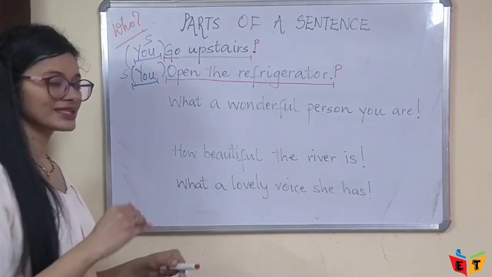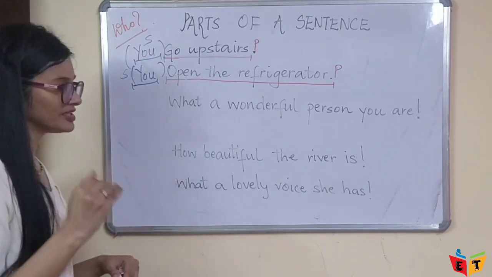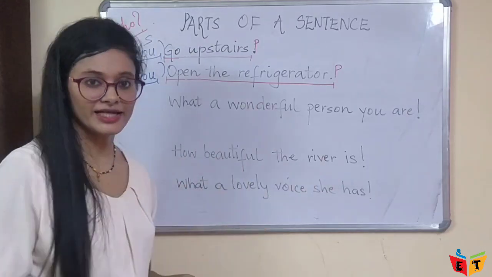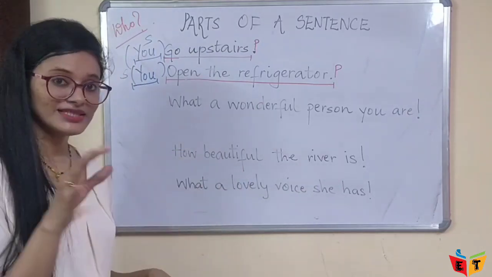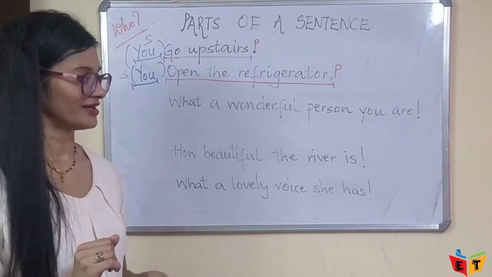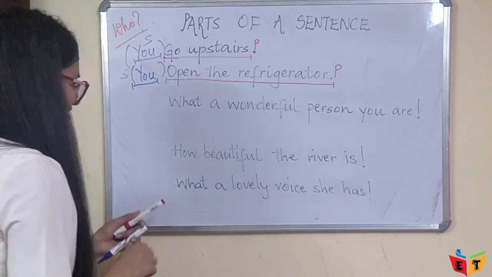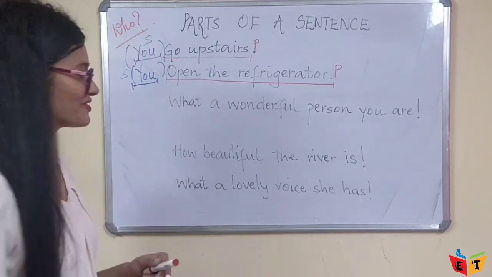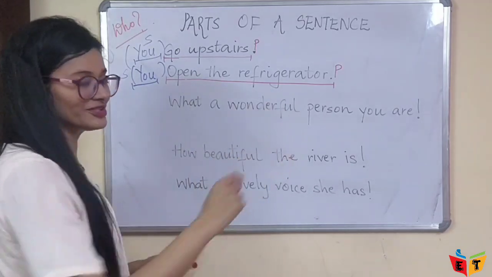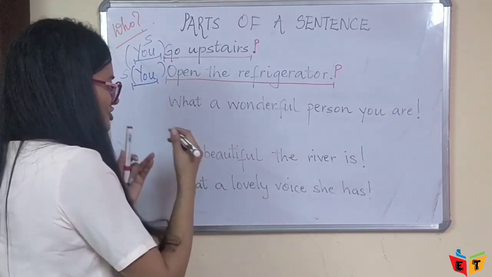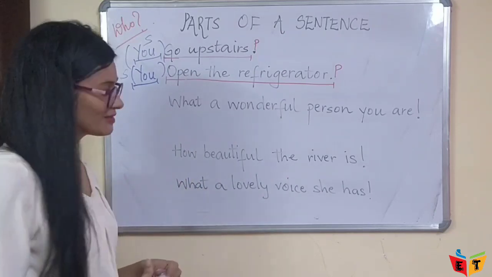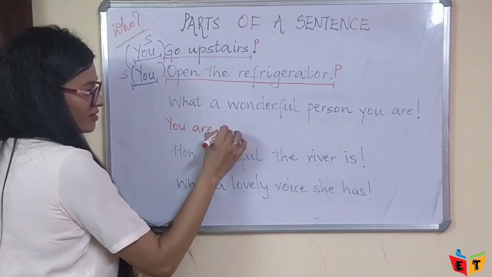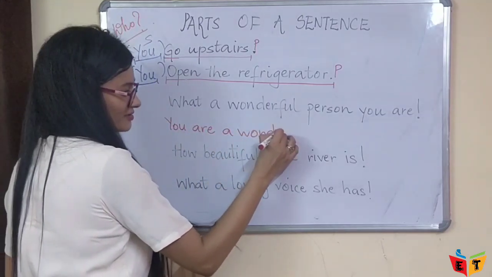Now moving on to your exclamatory sentences. So in exclamatory sentences, we need to understand that the subject will always be towards the end, right? Now again, the easiest way to find out the subject here in exclamatory sentences is by changing the exclamatory sentences to declarative sentences, right? So what a wonderful person you are. When I want to change this to a declarative sentence, I'll say, you are a wonderful person.